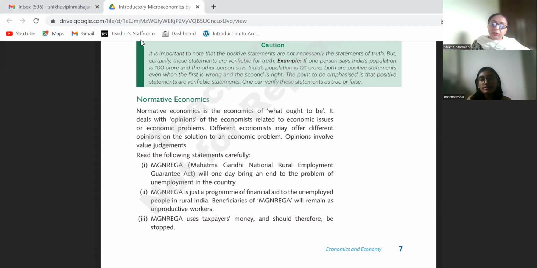So in economics, you will get so many programs to read about. You should know the full form. You should know what this program is about. Will one day bring an end to the problem of unemployment. So just remember, when you study so many programs, just remember one thing: Manrega leads to unemployment. Then only you will remember more about this program. So it is providing financial aid to the unemployed people in rural India. How it provides: it uses taxpayers' money and should therefore be stopped.